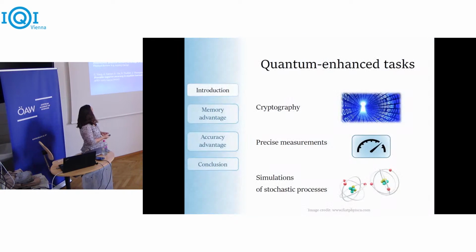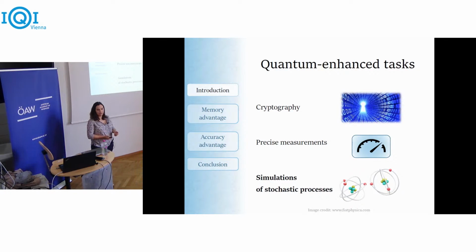All right, so, given where we are here, you're all aware of the fact that quantum effects can be used to enhance certain tasks, like a variety of different tasks. And some well-known examples are cryptography and metrology. And a maybe less well-known task is the simulation of classical stochastic processes. And that's what we'll be looking at today.